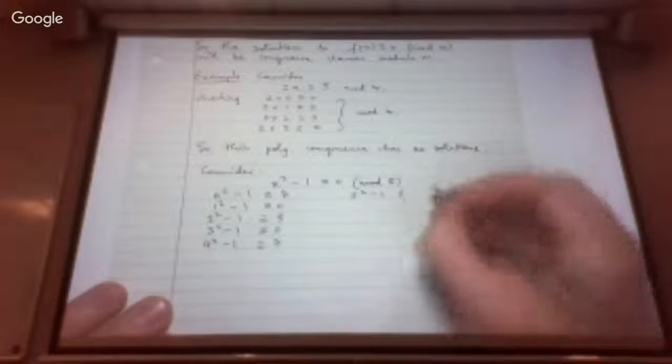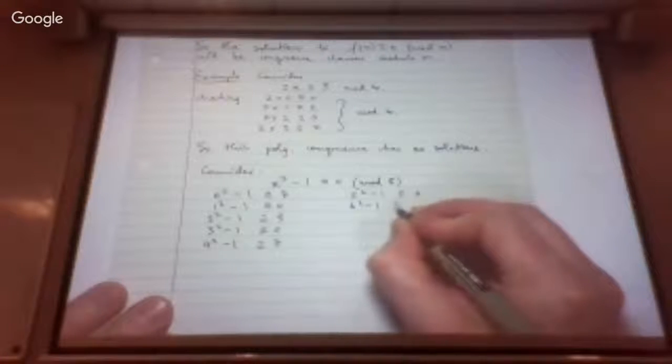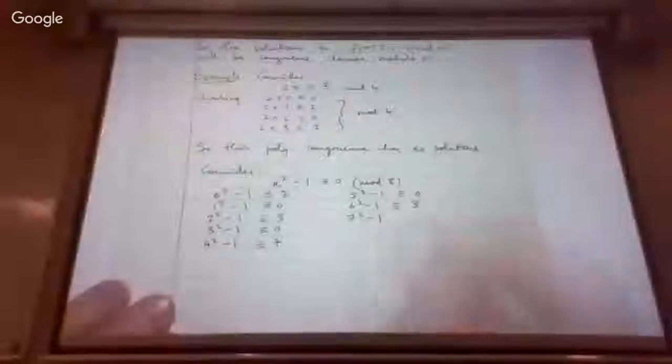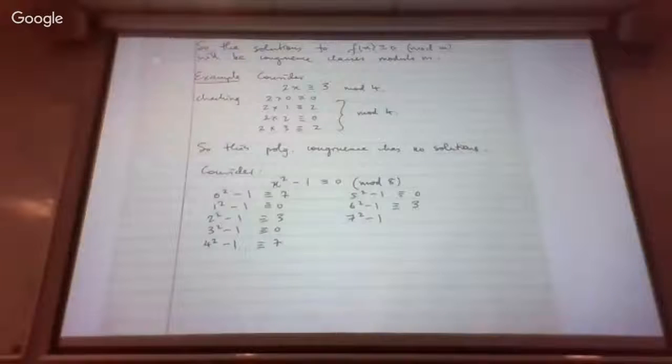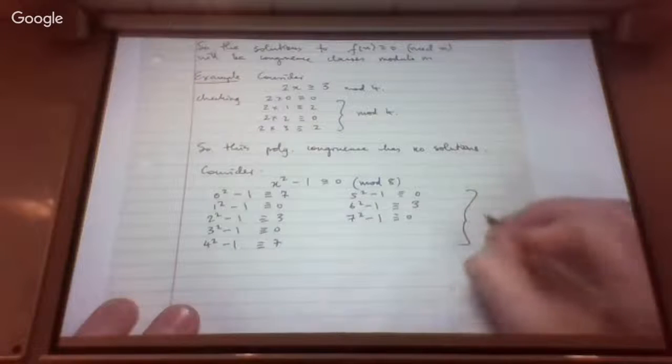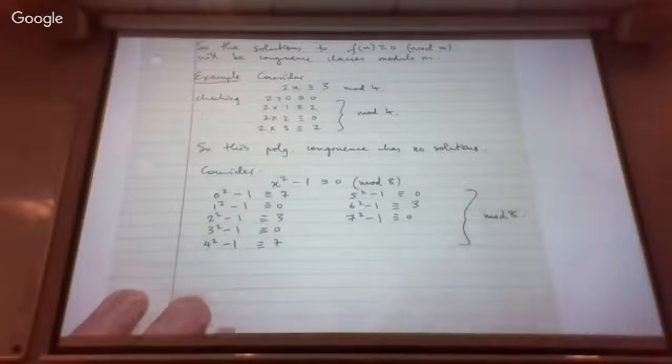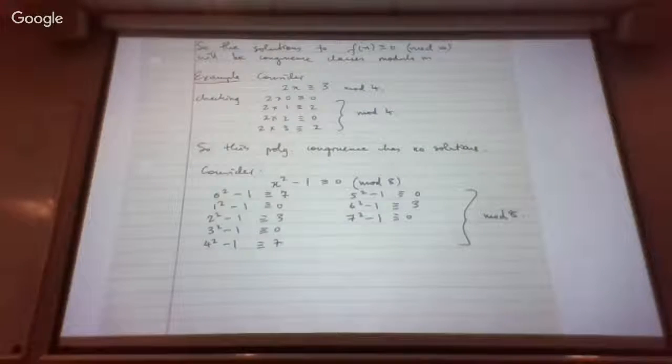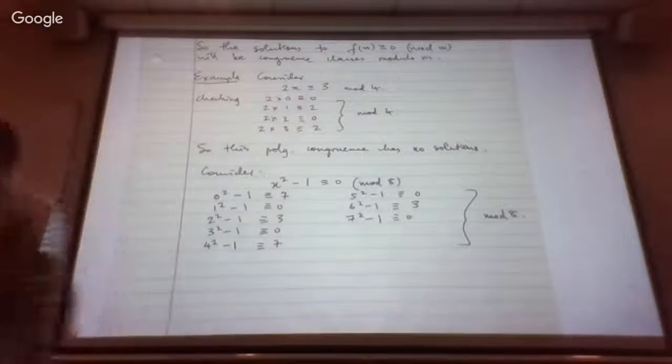Let's do some other ones. 5 squared minus 1, 5 squared is 25. Subtract 1. Get 24, and that's 0 mod 8. 6 squared is 36, minus 1 is 35, and 35 is 3 mod 8. And lastly, 7 squared is 49, minus 1, 48. That's congruent to 0 mod 8. Okay. So all of these are mod 8. So quickly checking all 8 possibilities, you see we do have some solutions.